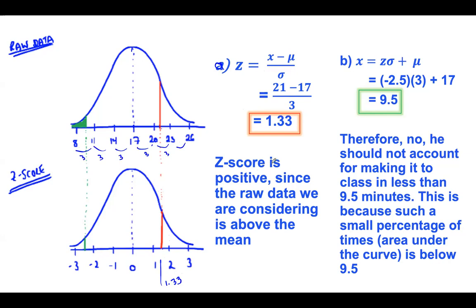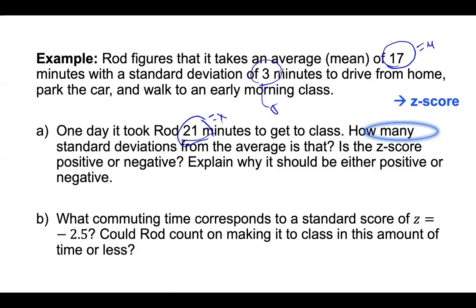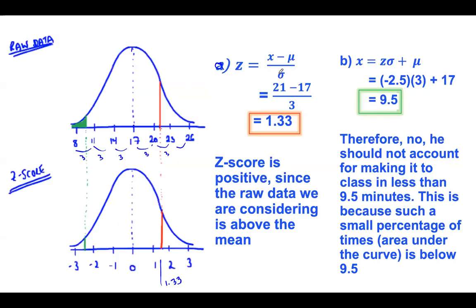And so we see that our Z-score is positive, since the raw data we are considering here is above the mean, because the mean is 17 and our raw data is 21. The second question corresponds to a standard score of negative 2.5.